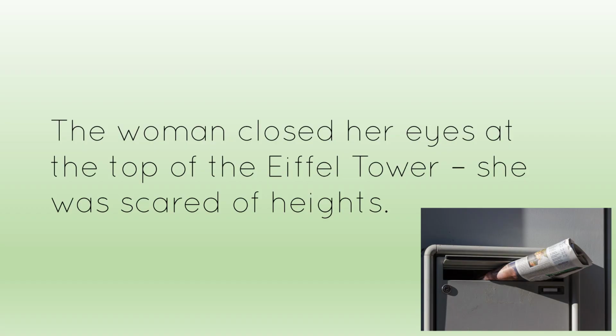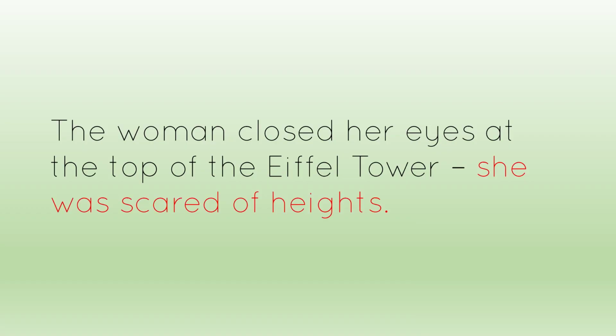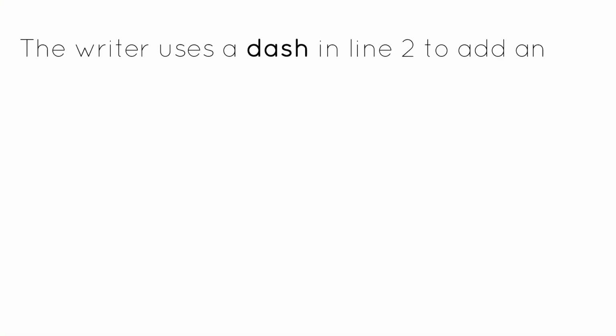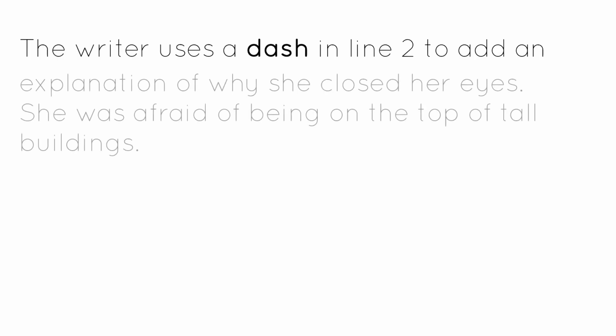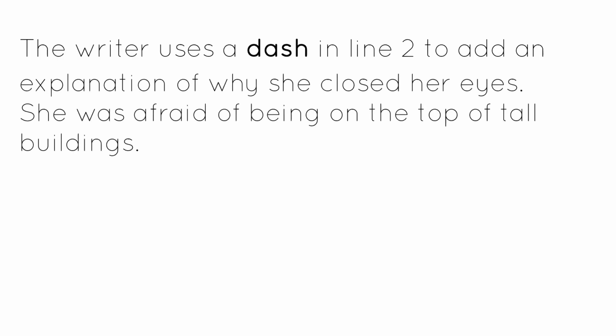And if we were to try and answer a question on this sentence, once we'd seen the dash, we need to talk about what comes after the dash in our answer. So it would look something like this. So first of all, there's what comes after the dash, highlighted. And for 1 mark, we would say the writer uses a dash in line 2 to add. And we got 1 mark for identifying the sentence structure technique, the dash. And in this case, it adds an explanation of why she closed her eyes, because she was afraid of being on top of tall buildings. And that will get us our 2nd mark.